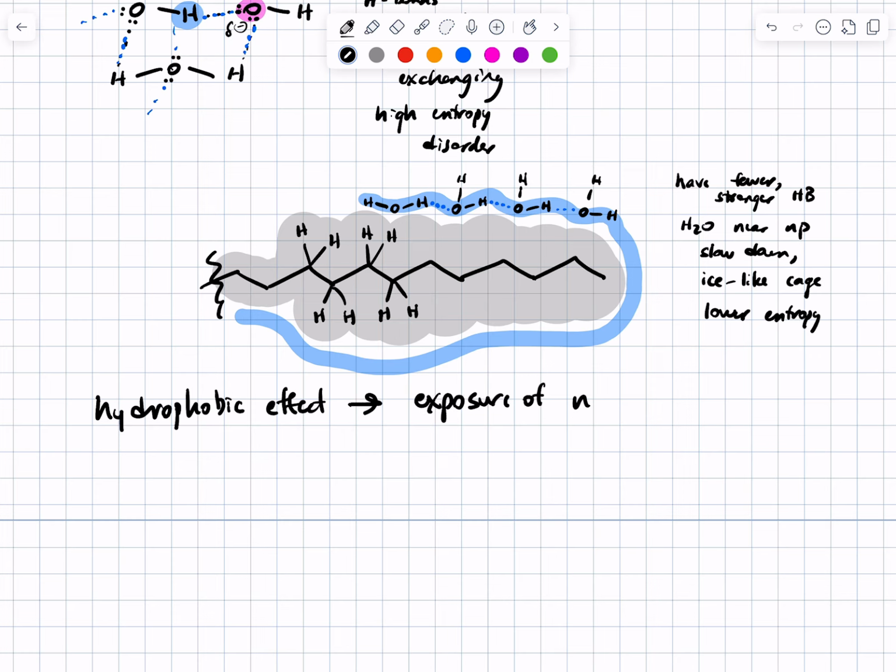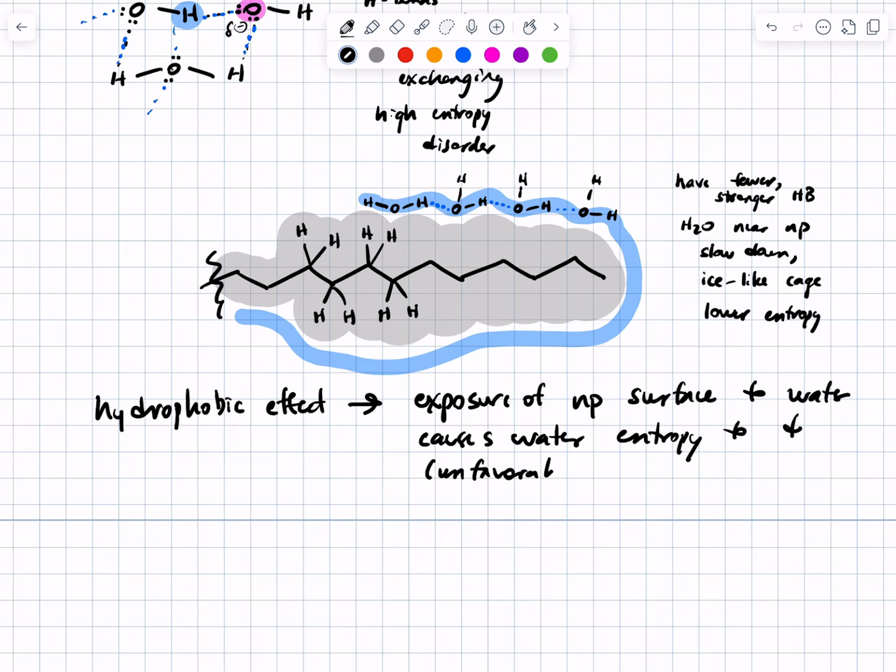exposure of nonpolar surface area in a molecule to water causes water entropy to decrease. And that's unfavorable, as you know from that equation about delta G equals delta H minus T delta S. And the reason water's entropy decreases is because of this ice-like coating that water forms around the nonpolar surface area. And the reason that forms is because water can't hydrogen bond with the nonpolar stuff. Okay, that's the hydrophobic effect.